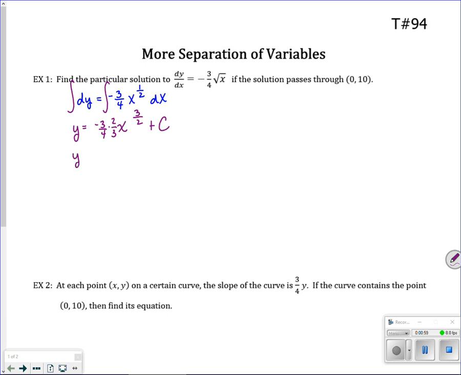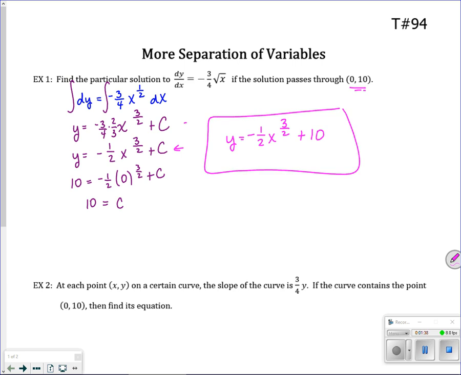So let me clean that up just a smidge. That's negative, let's see, those cancel, -1/2 x to the 3/2 plus c. When I put in 0 for x, I should get out 10. So in fact, I get c being 10. And remember my answer, I go right back up here where I plugged in the initial condition. So I'd get y equals -1/2 x to the 3/2 plus 10.